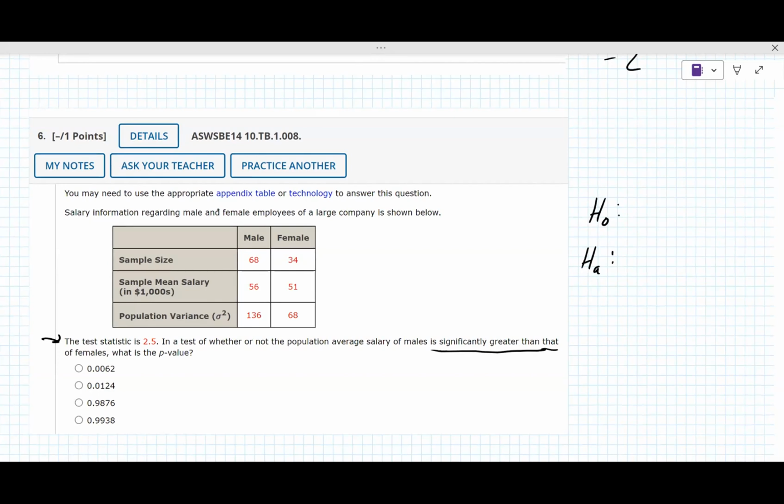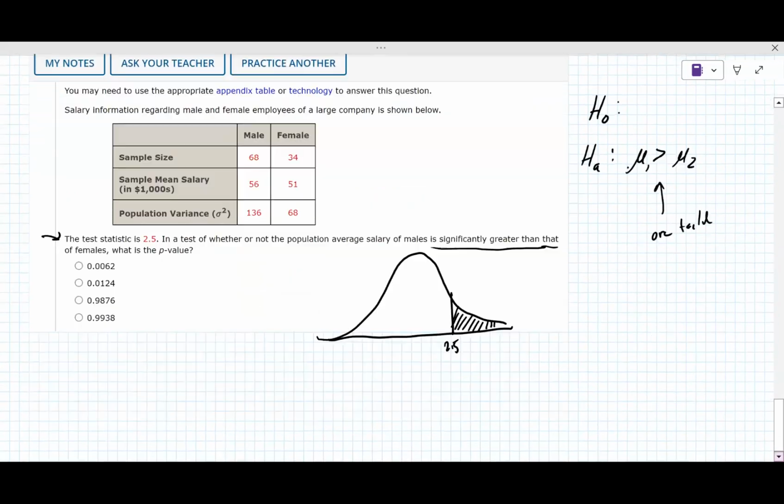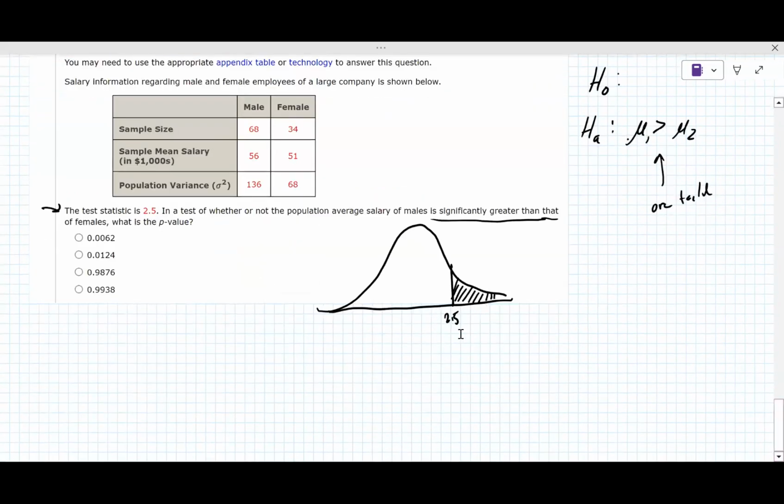So this is the fact that they're saying mu is greater than some number, or it's really mu1 minus mu2 is greater than 0. But notice it's a one-tailed test. So the greater than is one-tailed. You draw your normal curve. Here's 2.5-ish. We just want the area to the right of it. Okay. So how do you find the area to the right of a Z value on your calculator?